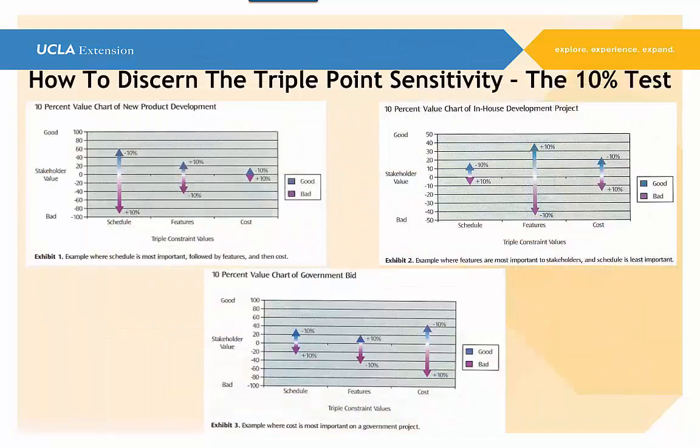This is a very interesting secret. There, I said it. It's a secret. This is called triple point sensitivity, and it was actually published about 14 years ago now. It's called the 10% test.